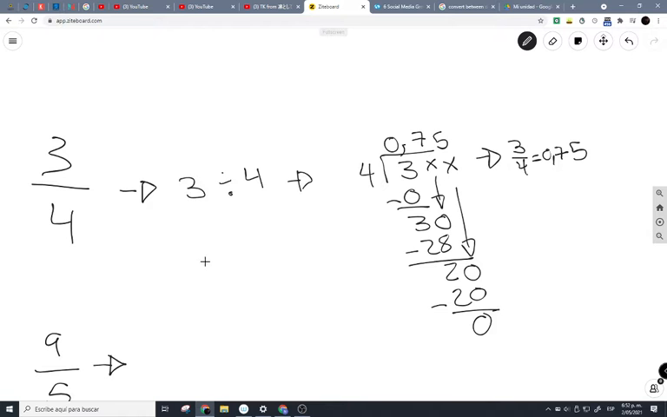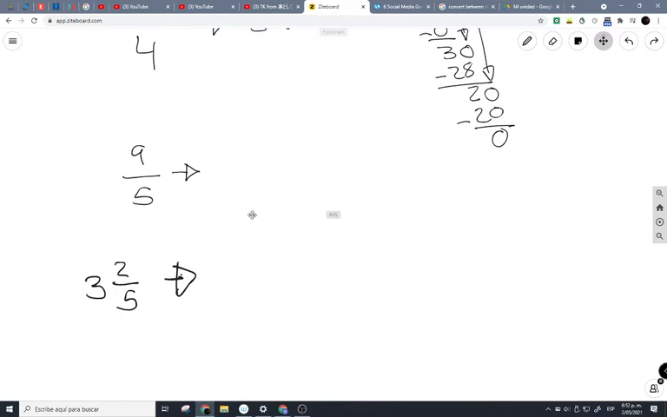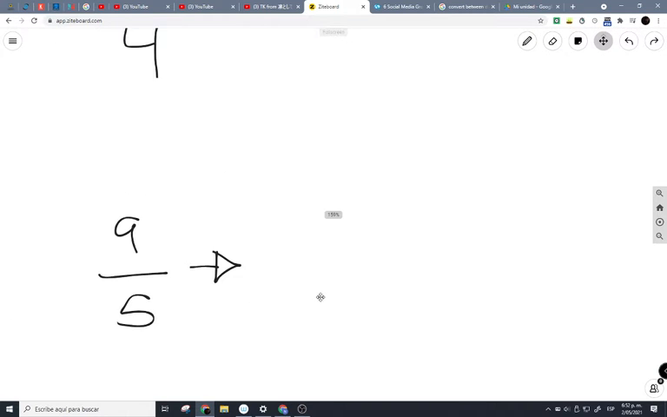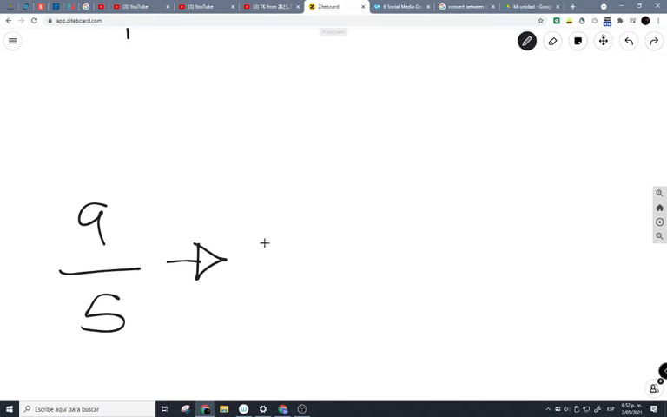Let's do another example. Okay, what about 9/5? Okay, the same. You have to divide 9 by 5, which is like this. 9 divided by 5.